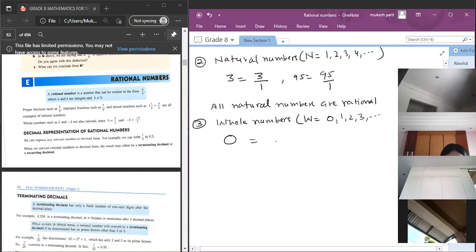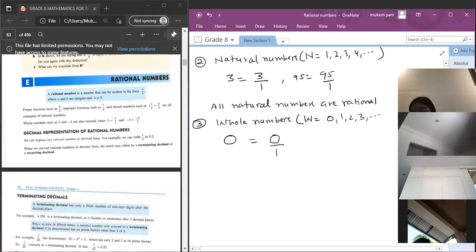Okay, how can you prove it? How can you write it in the form of a over b? Because anything can be divided by 0. No, we cannot divide anything by 0. Or you can say that 0 can be divided by anything. Yes, anything can divide 0. Absolutely correct.